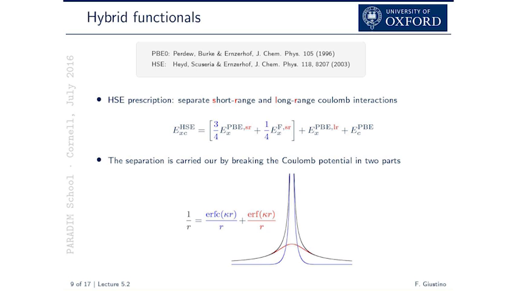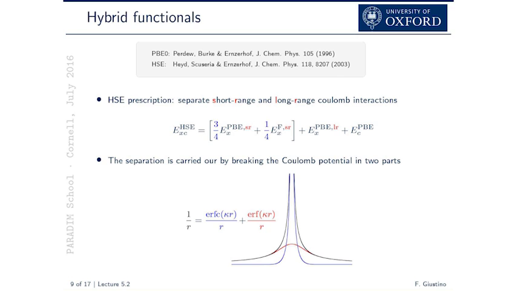So the idea of HSC was to basically break the Coulomb potential, let's say 1 over r, into 2 bits. One long-range part, and one short-range part. So essentially, it just multiplies that by an error function and then a complementary error function. So just write as a sum of two things, long-range, short-range. The idea is to do the short-range part, you do a 3/4, 1/4 mix, so PBE and Hartree-Fock, and the long-range part, you keep the PBE exchange, okay?